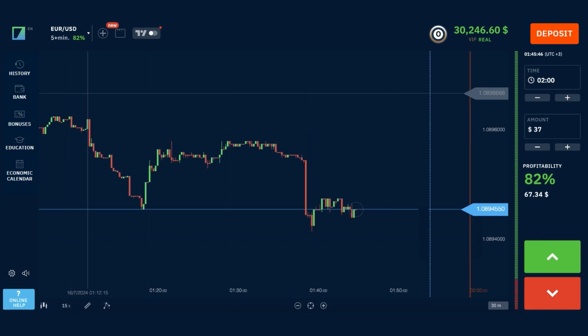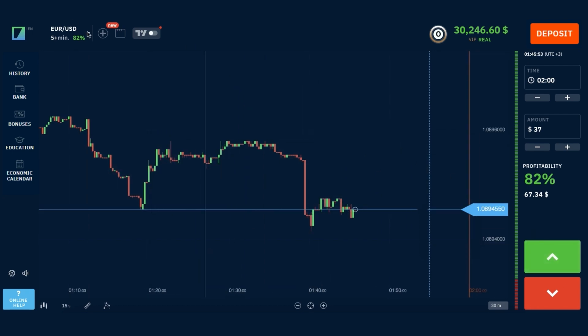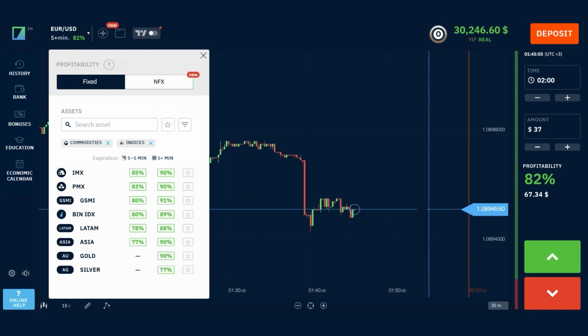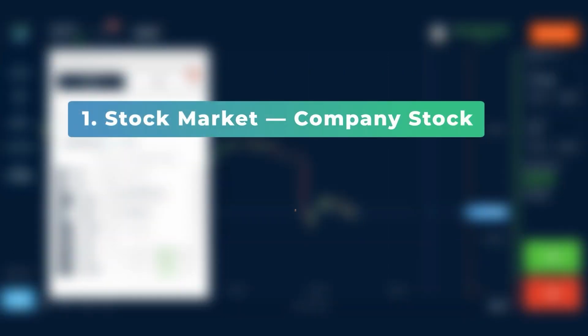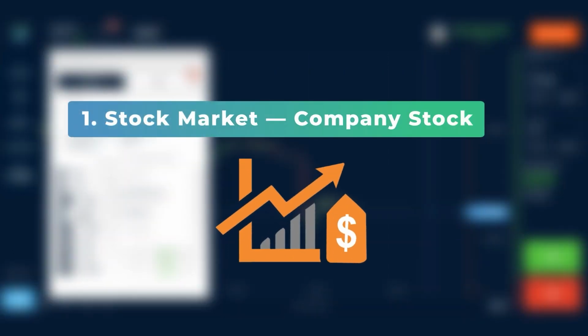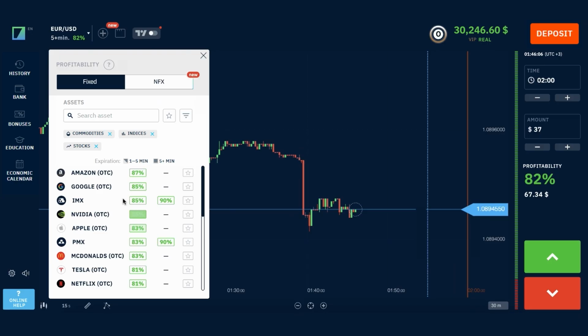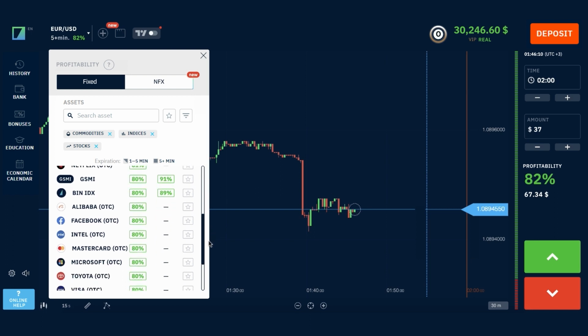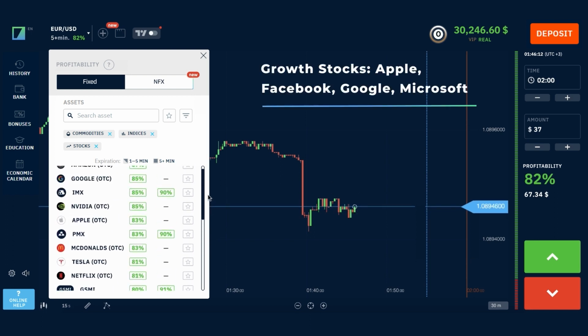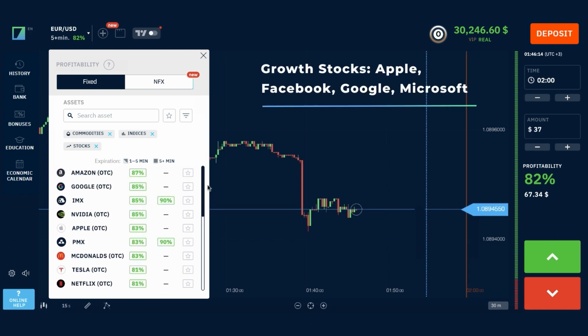Trading assets are categorized based on their characteristics and market behavior. On the Binarium platform, assets are divided into 5 categories. The first category is the stock market, which includes company stocks traded on exchanges like NYSE and NASDAQ. These stocks can be further divided into growth stocks and cyclical stocks. Growth stocks are shares of companies with high profit growth rates. For example, stocks of Apple, Facebook, Google, and Microsoft.